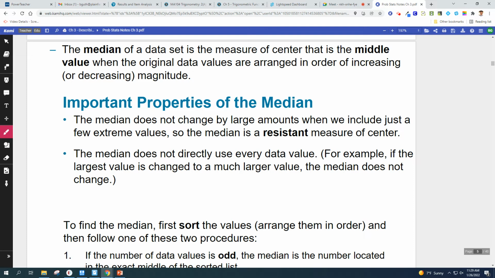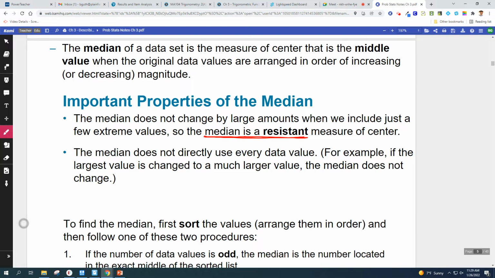The median of a data set is the measure of center that is the middle value when the original data values are arranged in order of increasing or decreasing magnitude. The median doesn't change by large amounts when we include just a few extreme values, so the median is a resistant measure of center. So, there's that word again, resistant. Remember, resistant means outliers don't affect the value too much. Okay. The median does not directly use every data value. For example, if the largest value is changed to a much larger value, the median does not change.